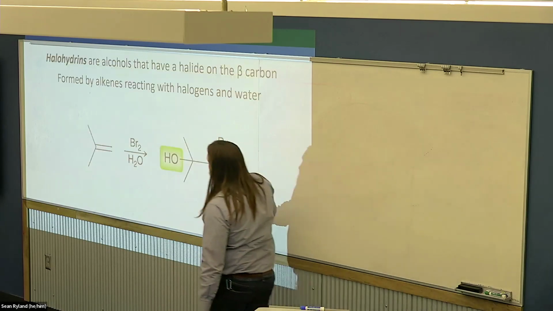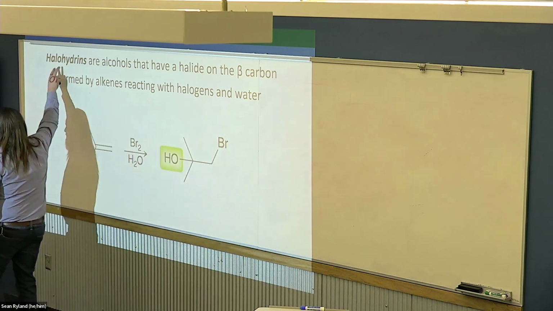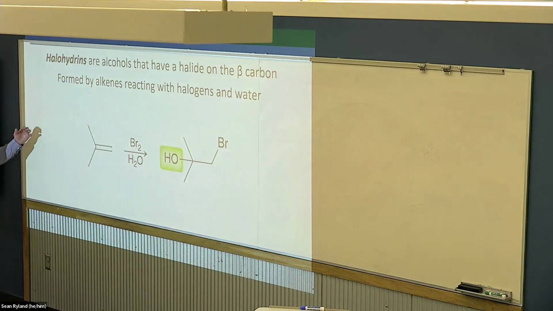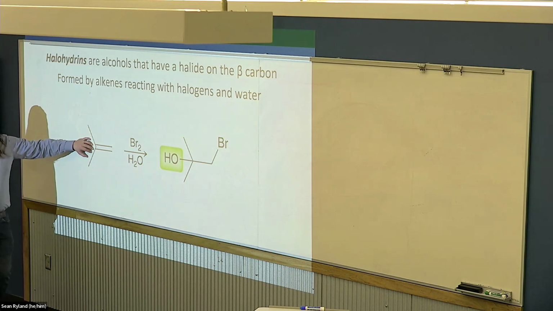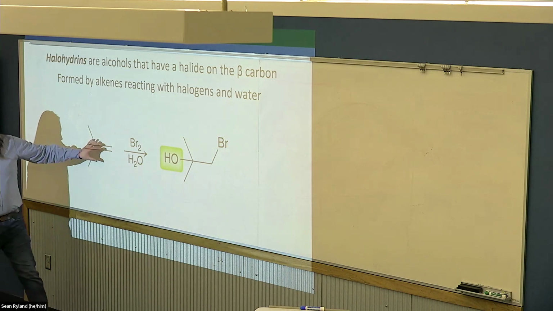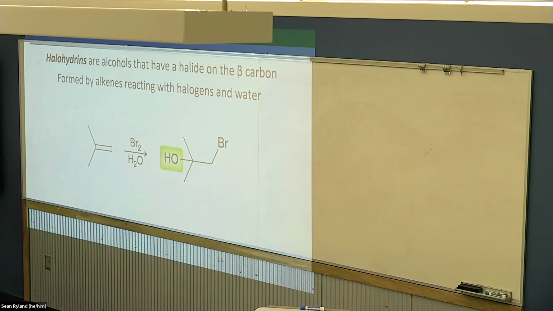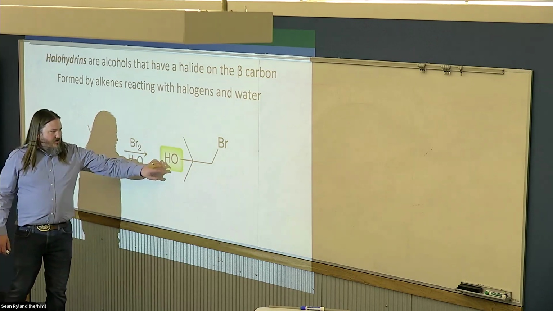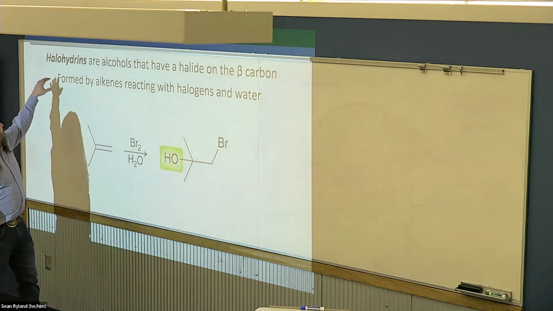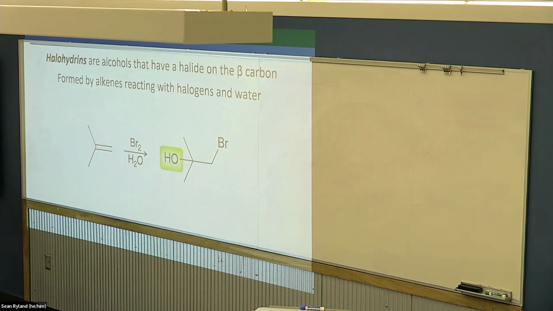We don't deal with these that often, and a lot of times this is actually something that occurs as an impurity, because you wind up with some water mixed in with your bromine. We wind up with this as a secondary reaction happening. We can cause it to happen, and this type of molecule is called a halohydrin.